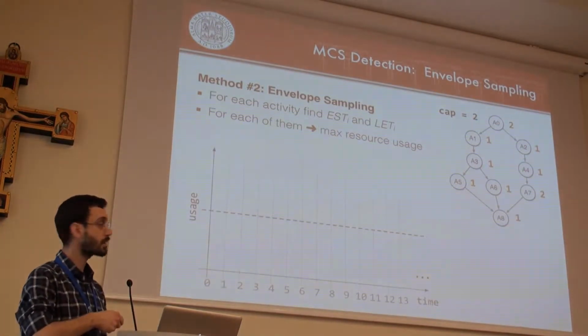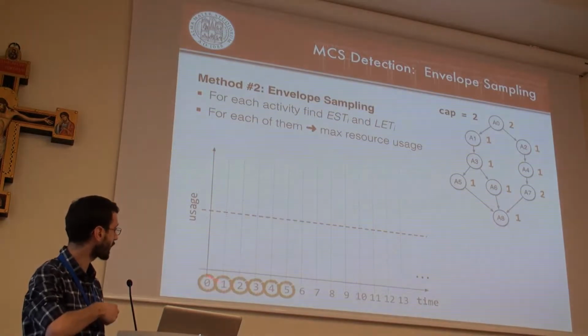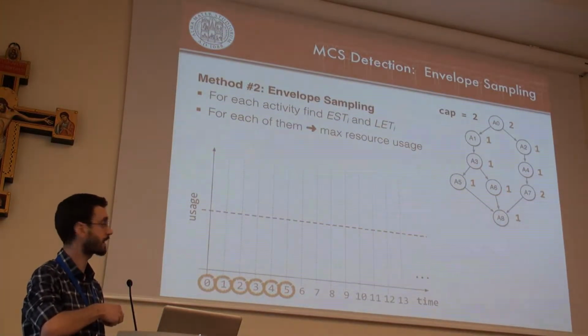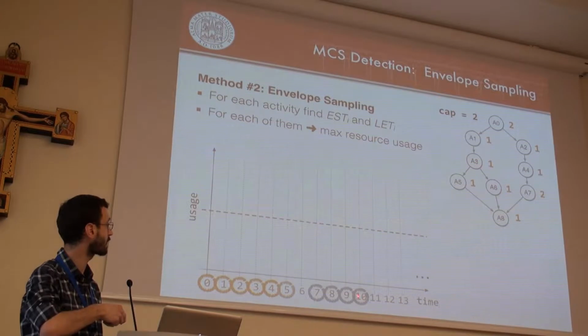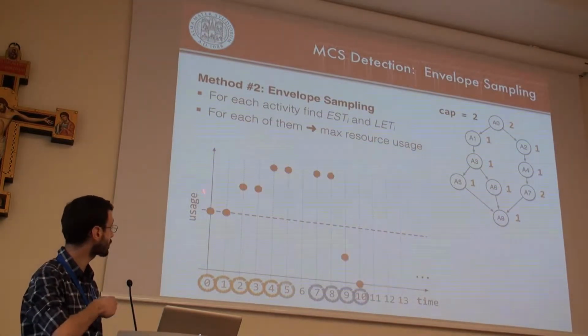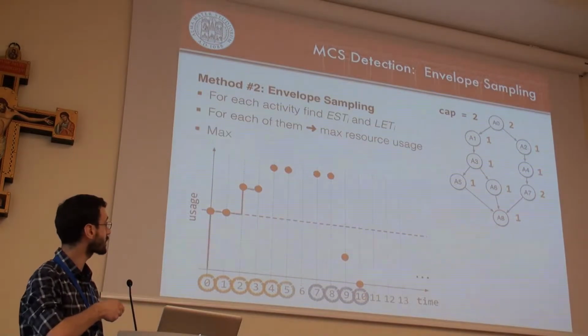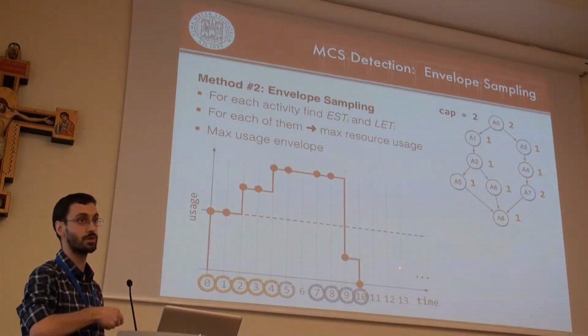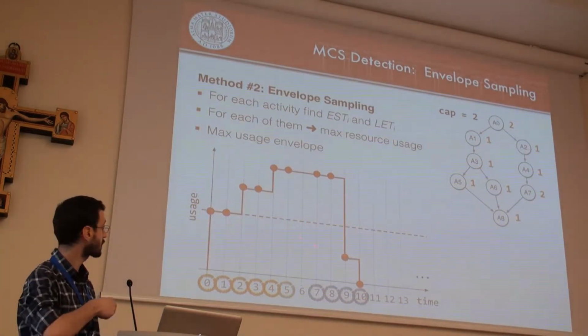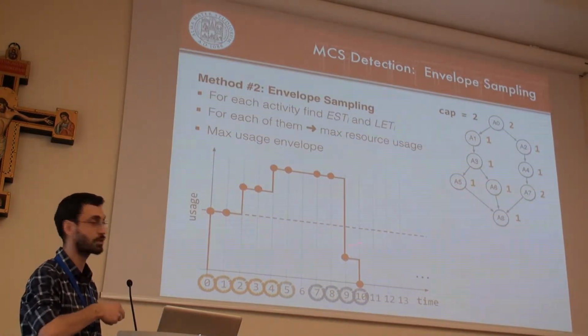Okay, so at this point we have marked on the time horizon all the earliest times and all the latest times. We know the maximum possible resource usage for each of those points, and this gives us a maximum usage envelope. This curve tells us what is the maximum possible resource usage at every point of time.